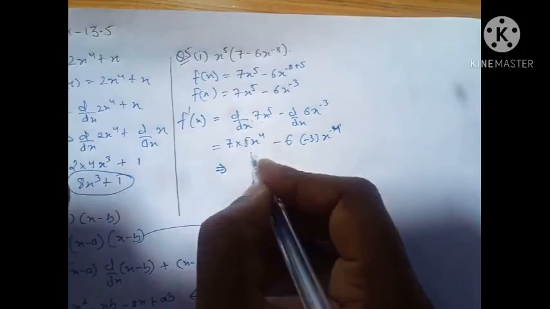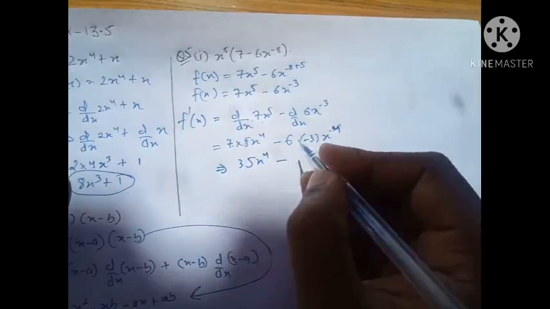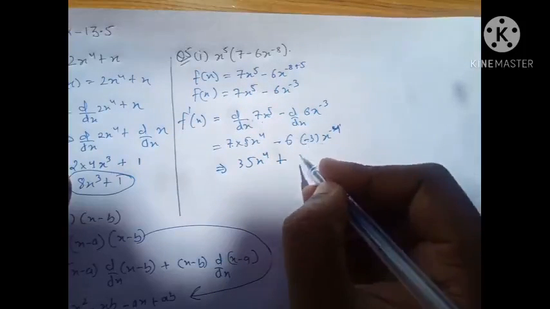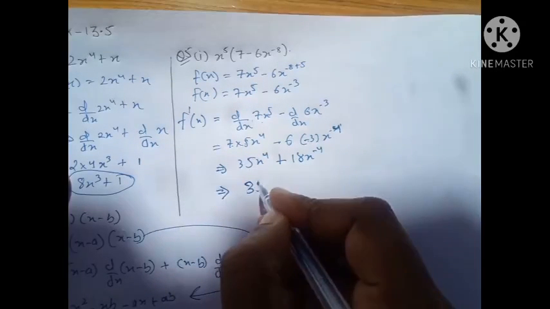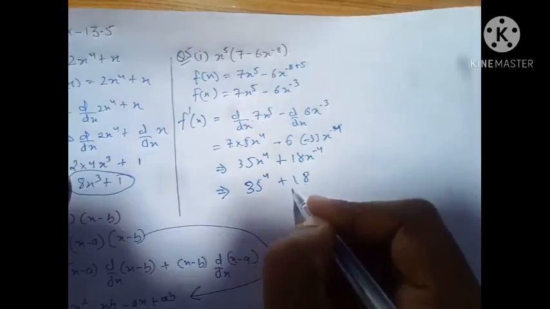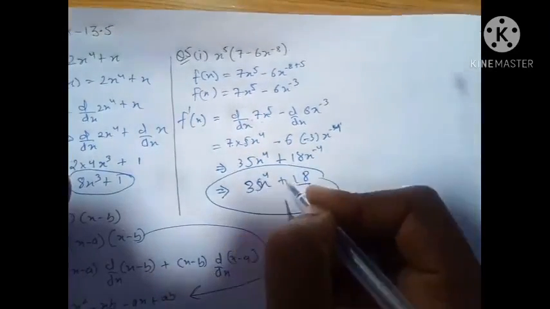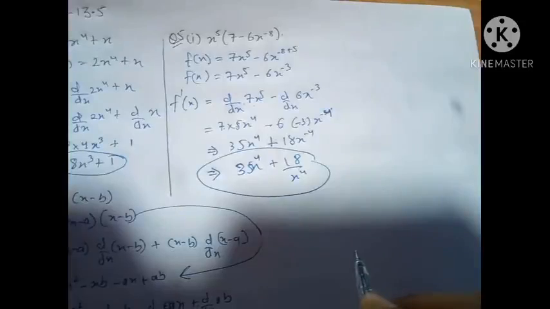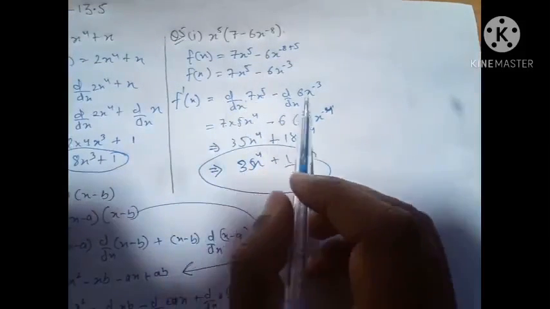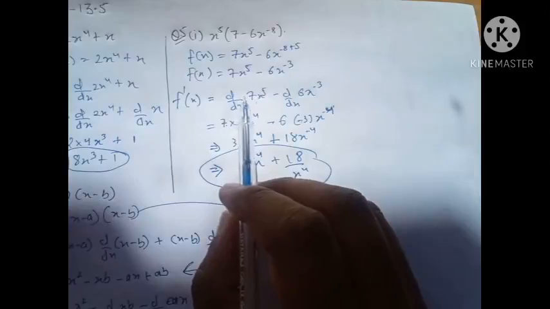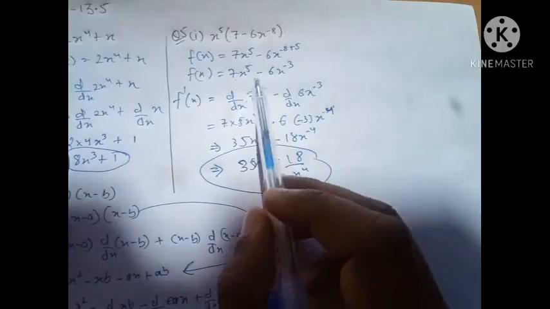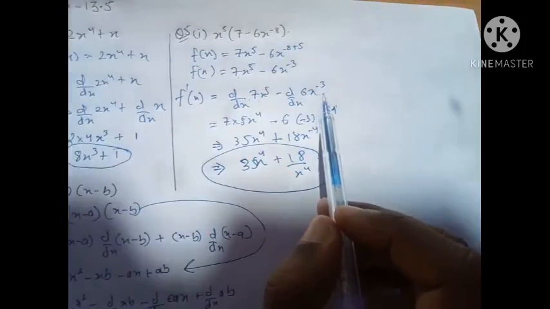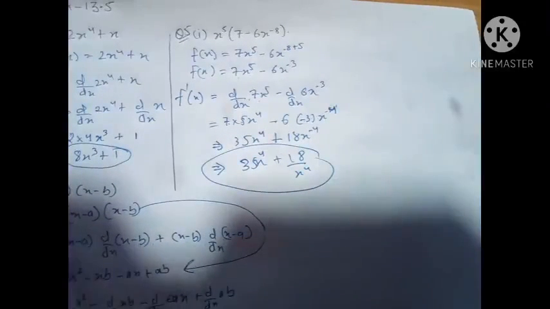So my answer is going to be: 7 fives are 35, x to the power 4, minus times minus is plus, 6 threes are 18, x to the power minus 4. You can also write it like this: 35 x to the power 4 plus 18 over x to the power 4. This is also what you can write. The only thing is distributing, because this was the algebra of derivatives when we were learning. When we have subtraction, the derivative goes to both of them. When there is addition, the derivative goes to both of them. When there is multiplication, we apply the product rule, which we applied here also. Okay, so that's how it works.